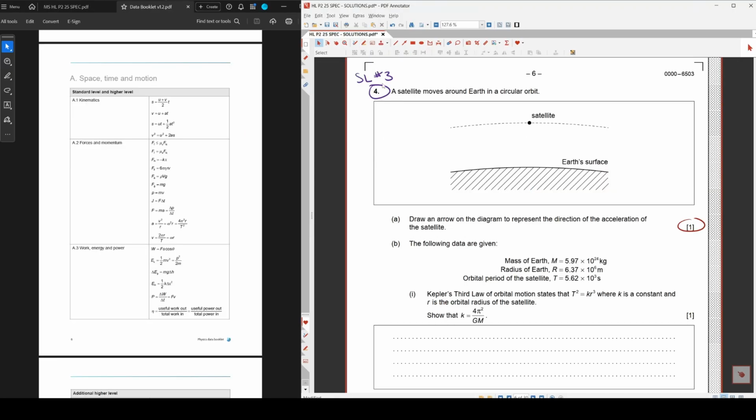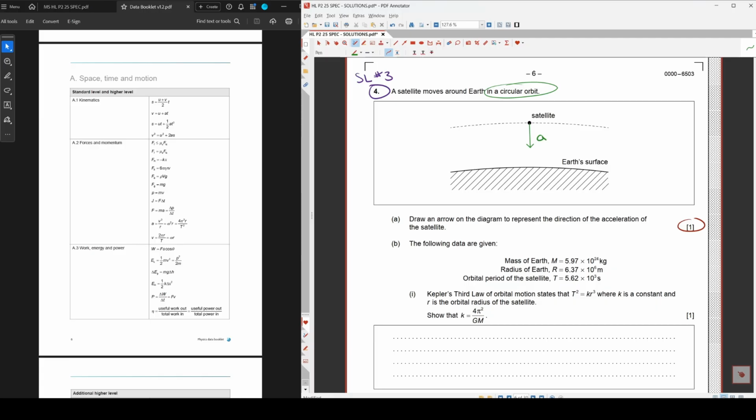Okay, number 4, SL number 3. We have a satellite moving around the Earth in a circular orbit. Great news. That tells me I should be moving my mind to circular motion. We circled this one because it stuck out to me on my first pass using my 5 minutes of reading time. It's a question that says draw an arrow for acceleration. I feel pretty good about that. It's circular motion. I know that acceleration in circular motion is centripetal, center seeking. Draw an arrow straight down, label it A, and I've got myself a free point.